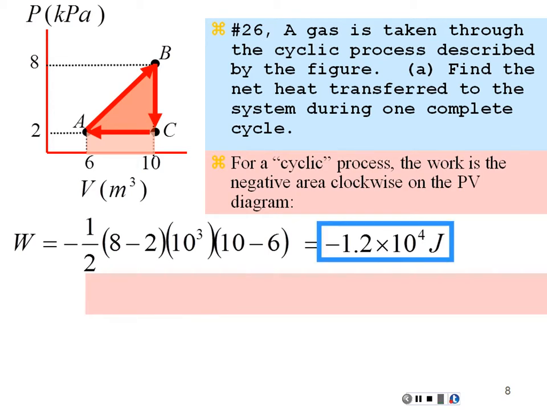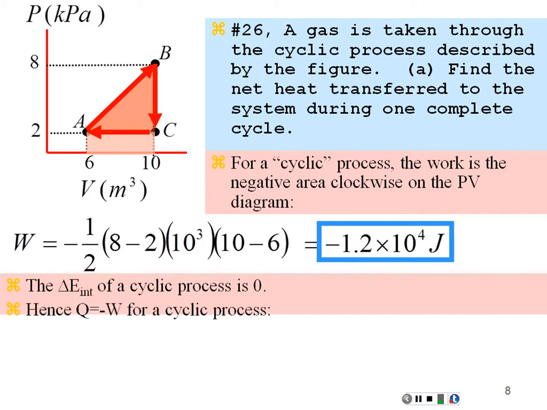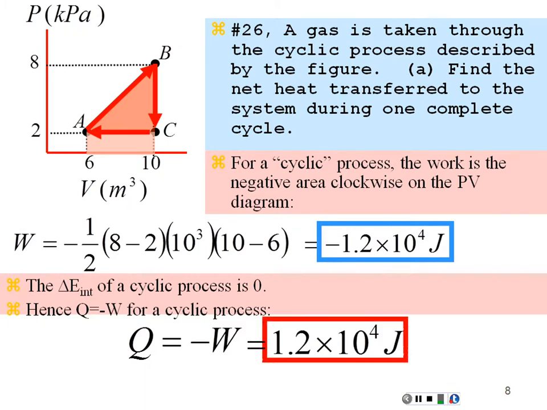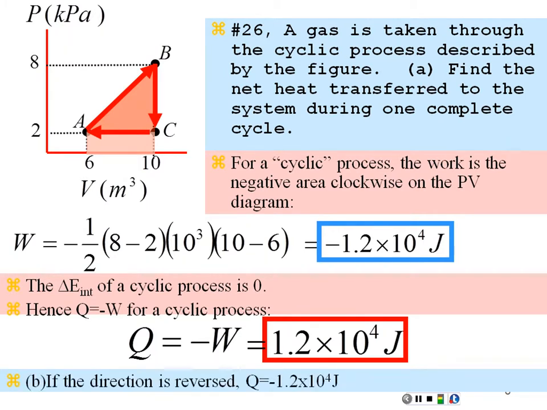The heat added to the system is a negative of the work done because it's a cyclic process, and hence the heat added will be positive 1.2 times 10 to the 4 joules. So that's how much heat was added in this cyclic process. If the process went the other way around, then the heat added would be the negative of this, and the work done would have been a positive quantity on the gas.